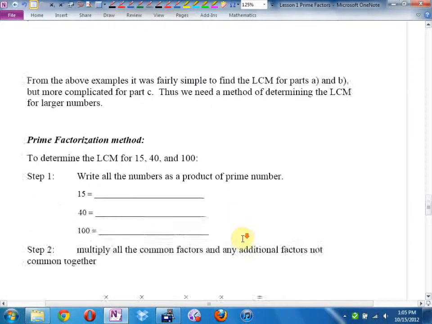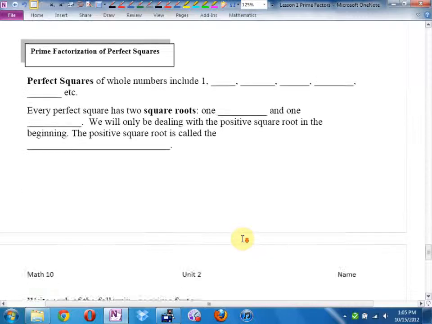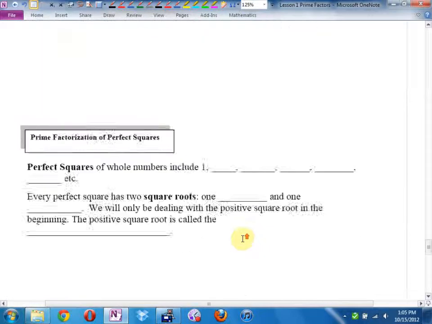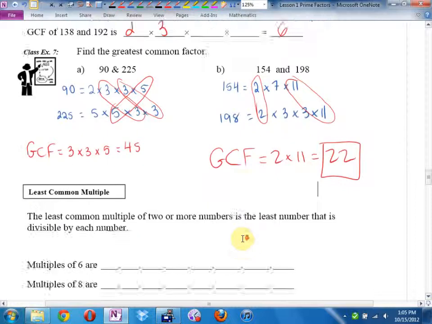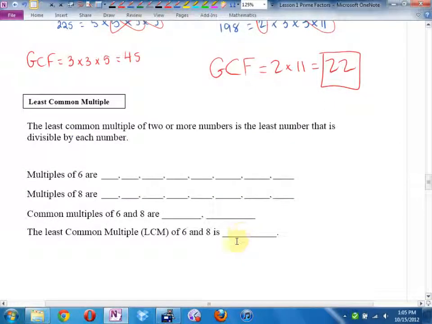I got 10 minutes left. How far am I going to get? I am not getting through the rest of the whole lesson, am I? Okay. That's all right.